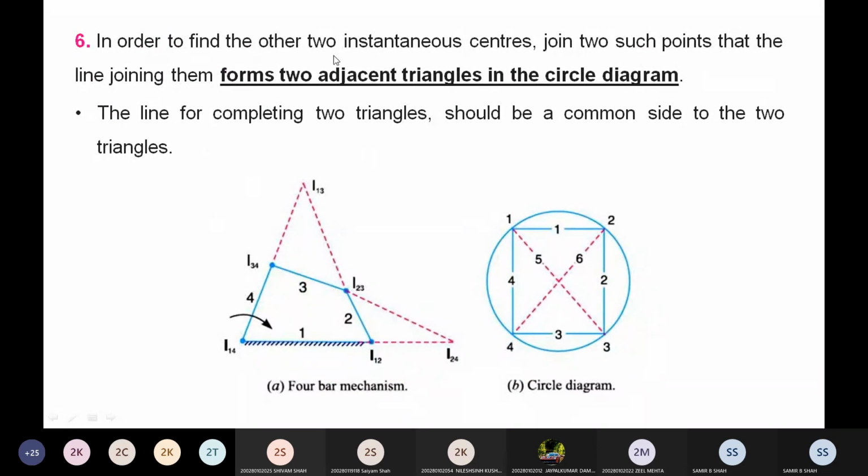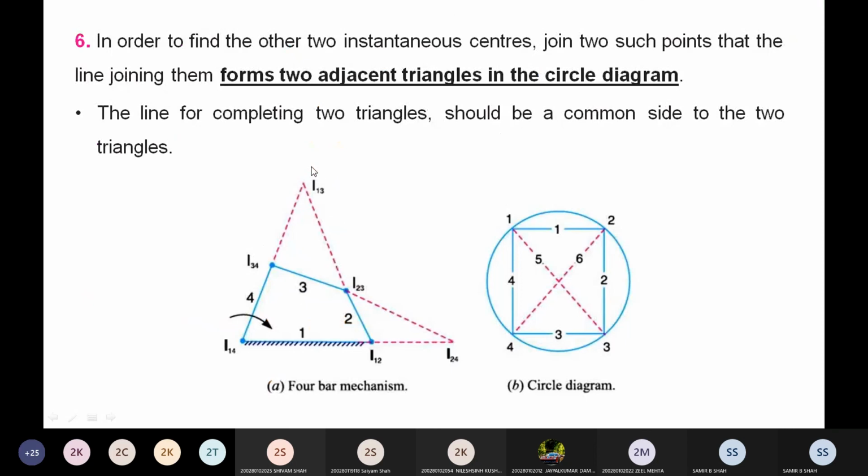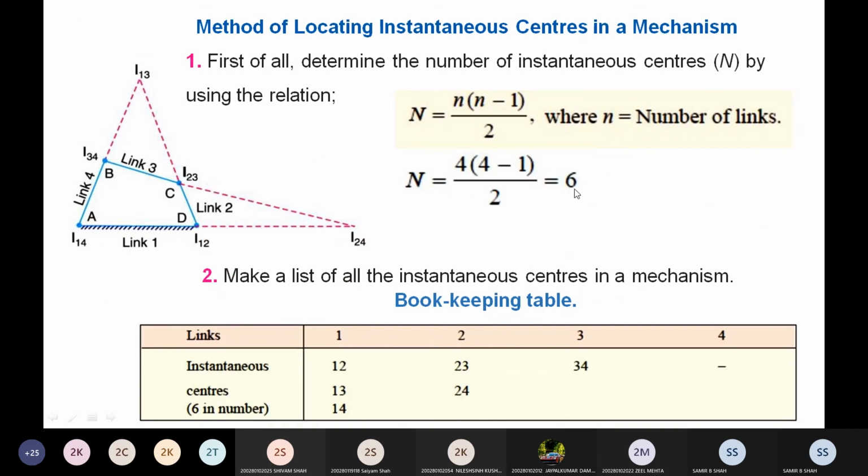In order to find the other 2 I centers: from the diagram and this location, we generate the 4 centers, I12, I23, I34 and I14. Two centers are still remaining, because we know that there are 6 centers, right? So how do we locate them?